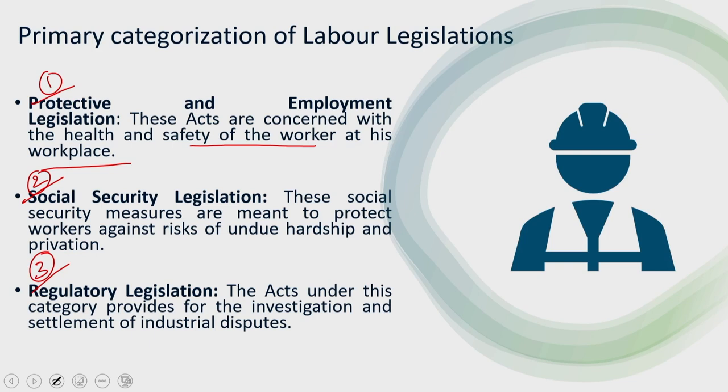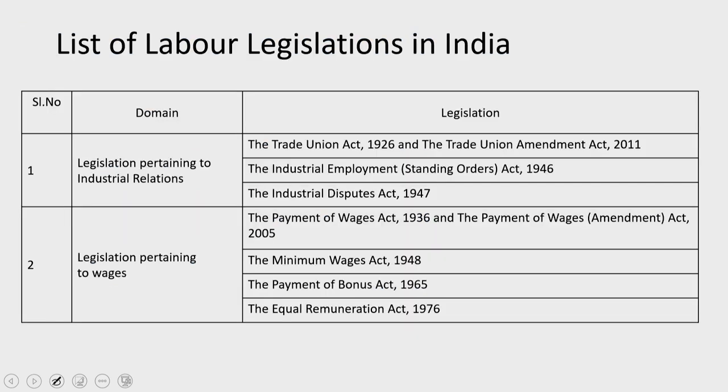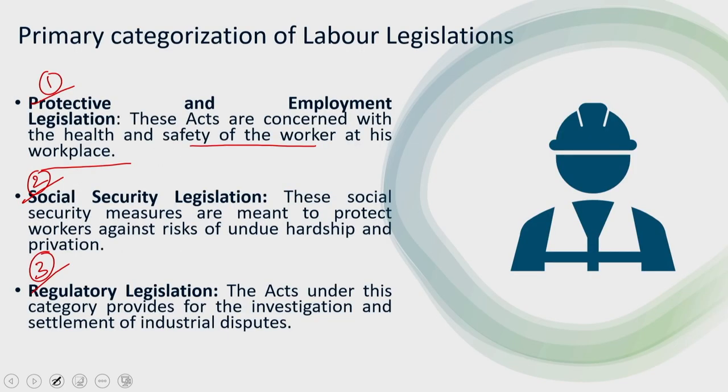Where you have protective legislation, you will have better employment, or let's say the employee would be happy to come and work for the organization. Where you have social security legislations, the whole aspect of his life, not only with respect to the time spent within the organization, but also a healthy and quality life is what is being guaranteed. Finally, when there is need, there should be a mandate to actually enforce something which is right. And for that matter, regulatory legislations are there, under which the investigation and settlement of all the disputes and conflicts come into picture. So these were some of the categorizations that broadly exist.